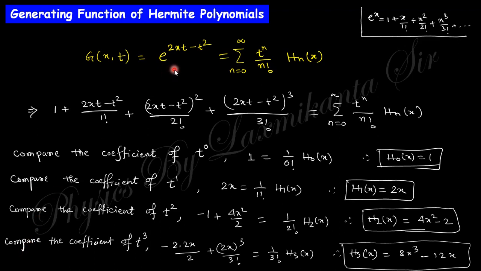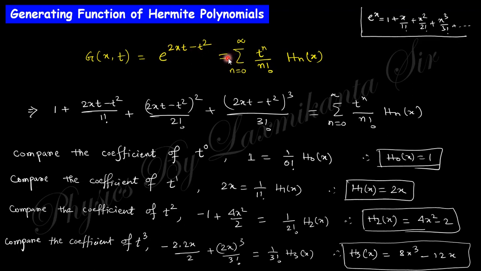Now comes the generating function. In the previous two lectures we discussed the generating function for the Legendre polynomial and the Bessel differential equation, and the Hermite polynomial also uses a generating function. This generating function gives the same things as we obtain in the Frobenius method solution. It is very helpful for our calculation, that's why we take this generating function. So the generating function for the Hermite polynomial will be like that: e to the power 2xt minus t square.